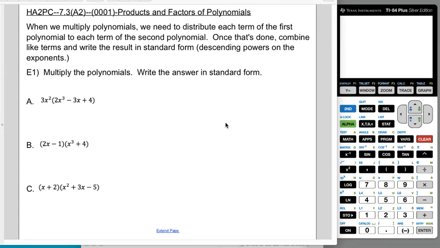All right, this is Honors Algebra 2 Pre-Calculus. We're doing 7.3 in Algebra 2, which is products and factors of polynomials.